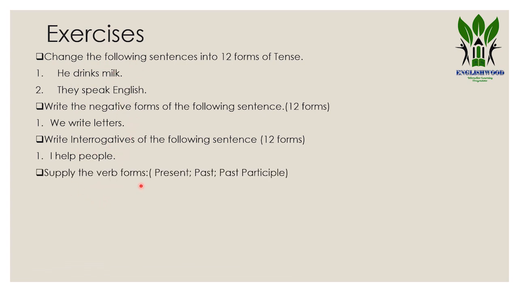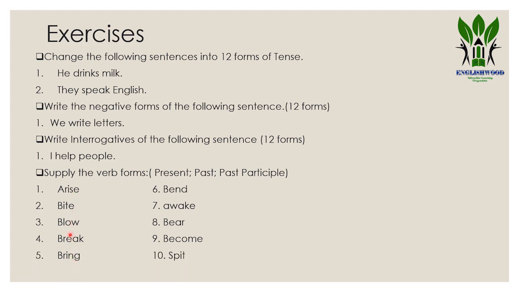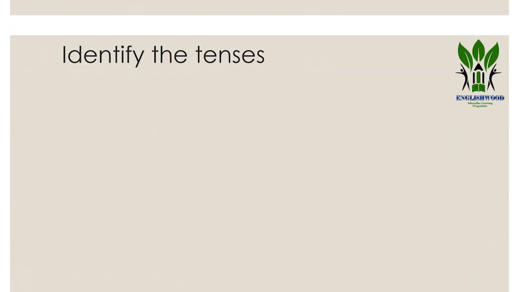Supply the verb forms: present, past, past participle verb forms. Arise, arose, arisen, okay, bite, bit, bitten, like that. Try to complete these verb forms and learn other verb forms also. They are very important, okay, and how we use the tense, uses of tense, how we fill in the blanks, and other kinds of exercise will be asked in the next part.